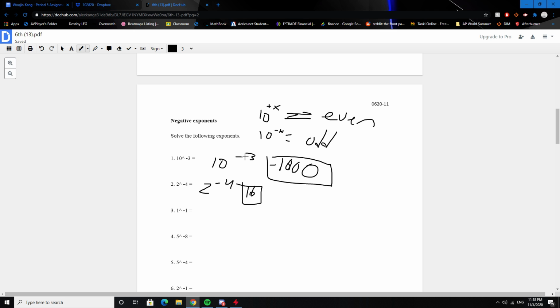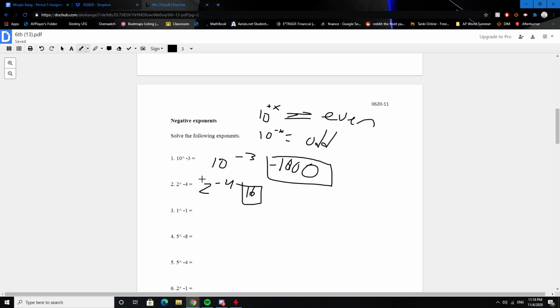So in this case, 10 to the power of -3. Ignore the negative, you don't have to worry about it. The 3 is an odd number, which it is, so that means your answer will be a negative number. Now you just run the equation through. Sorry, you don't have to worry about the negative number yet. You just do 10 to the third power, and at the end, you just slap a negative on the answer.